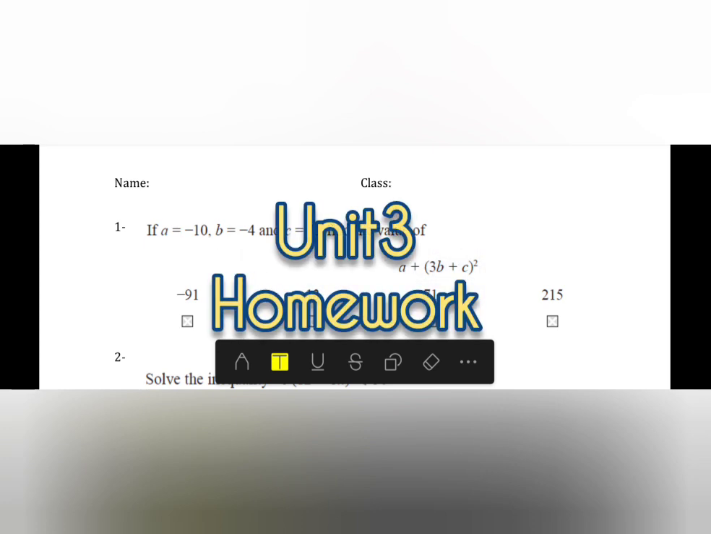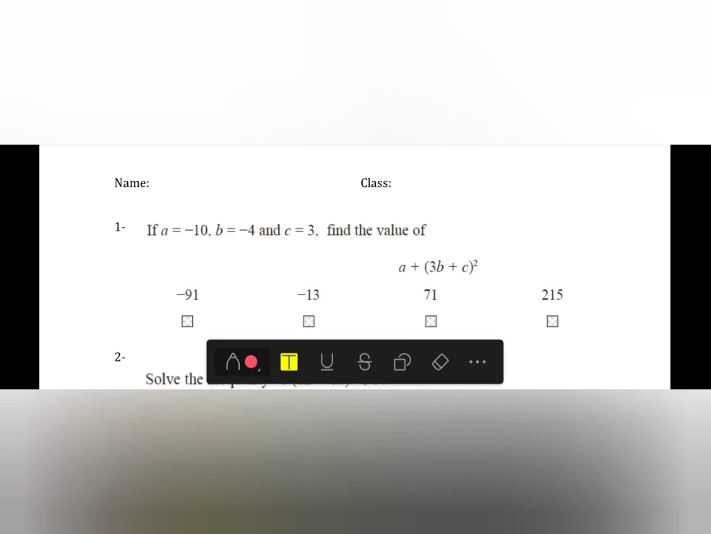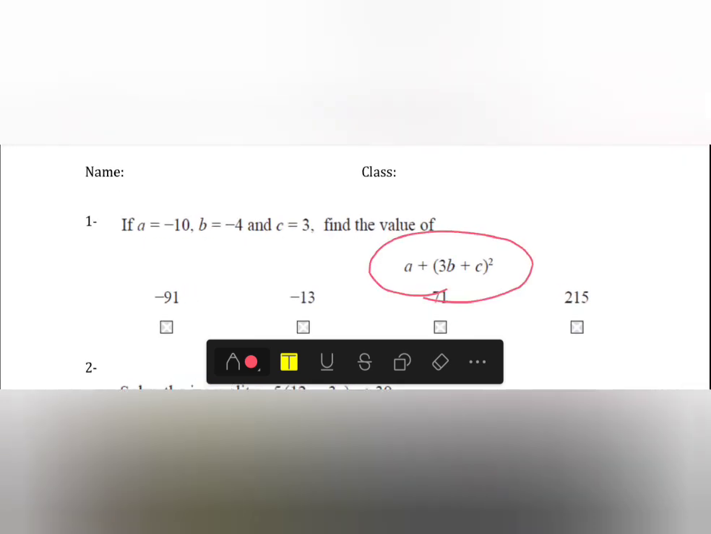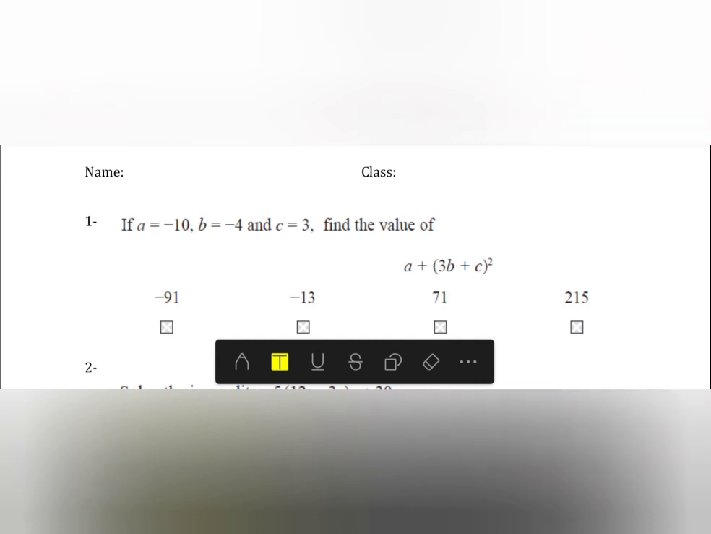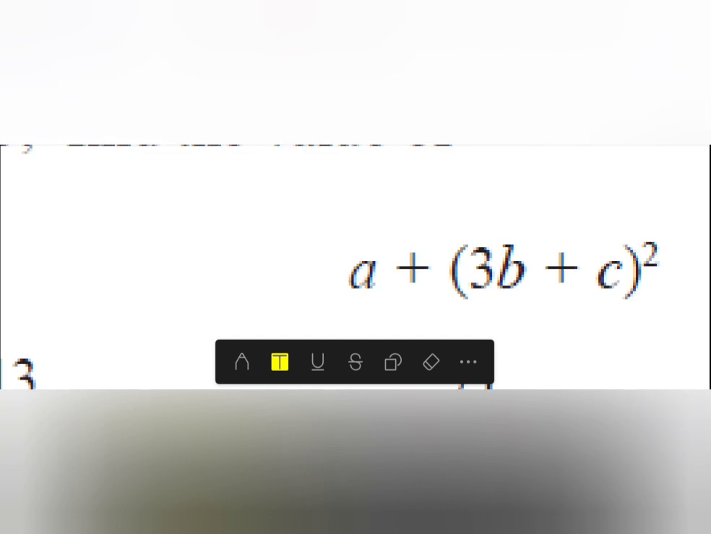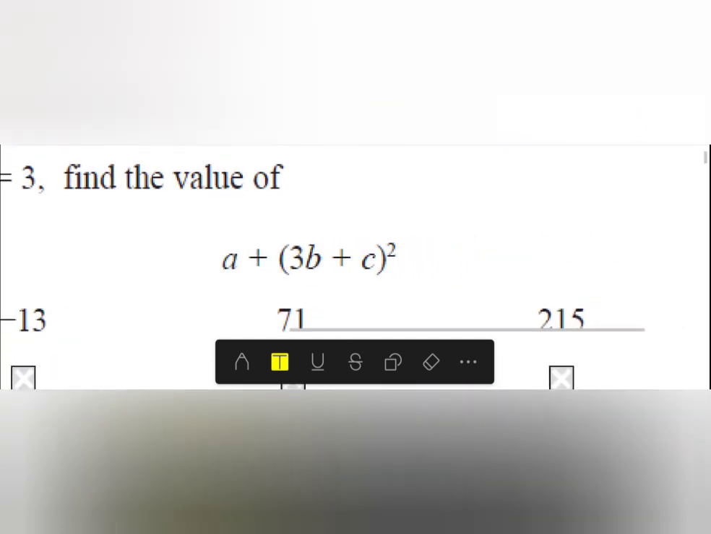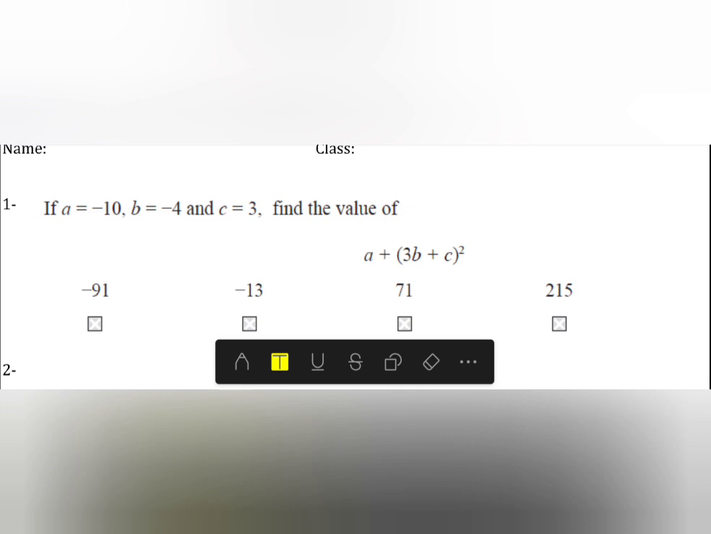Question number 1. If A equals negative 10, B equals negative 4, C equals 3, find the value of this. Now, to find the value of this, we're going to substitute these values into this expression and then find the values of this expression. Now, let's substitute these numbers together. So A is negative 10, B is negative 4, C is 3. We write it like this.